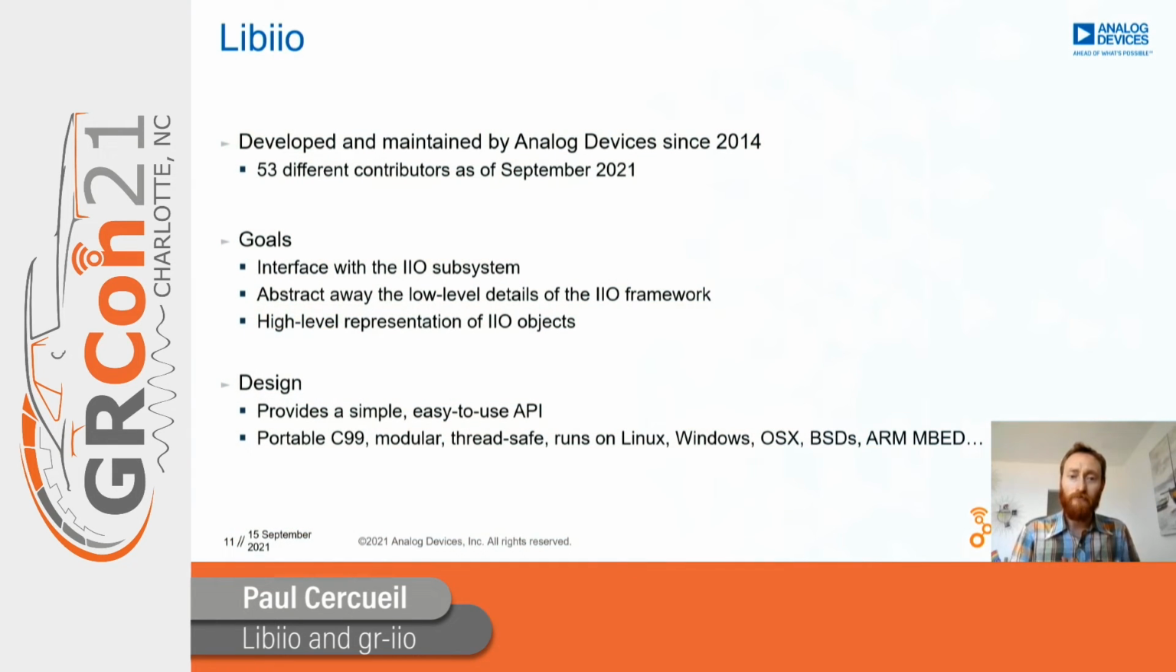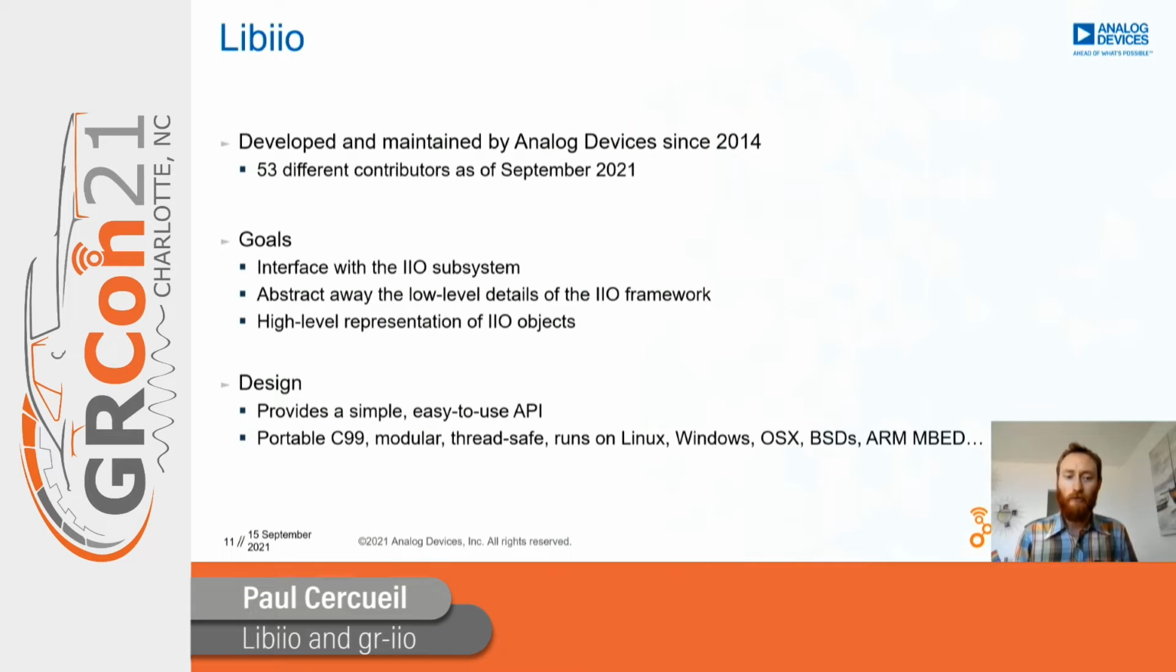Next, I'm going to talk about LibIIO. LibIIO is the project I worked on when I first joined Analog Devices in 2014. As of today, there have been about 53 different contributors to the code. The goal of LibIIO is to provide an easy-to-use interface to the IIO subsystem, abstracting away all the low-level details of the IIO framework. For instance, whether you're using the high-speed interface or the regular interface, your application shouldn't have to care about this.